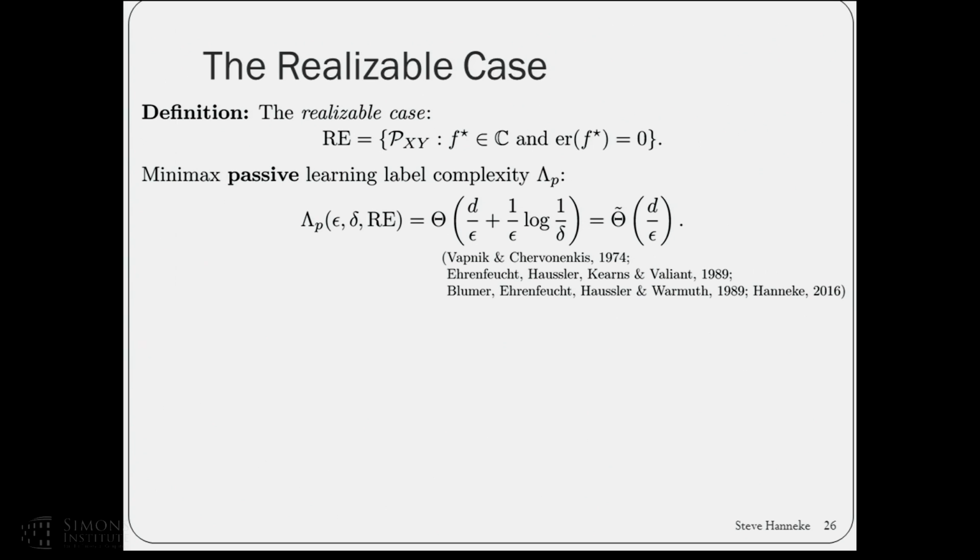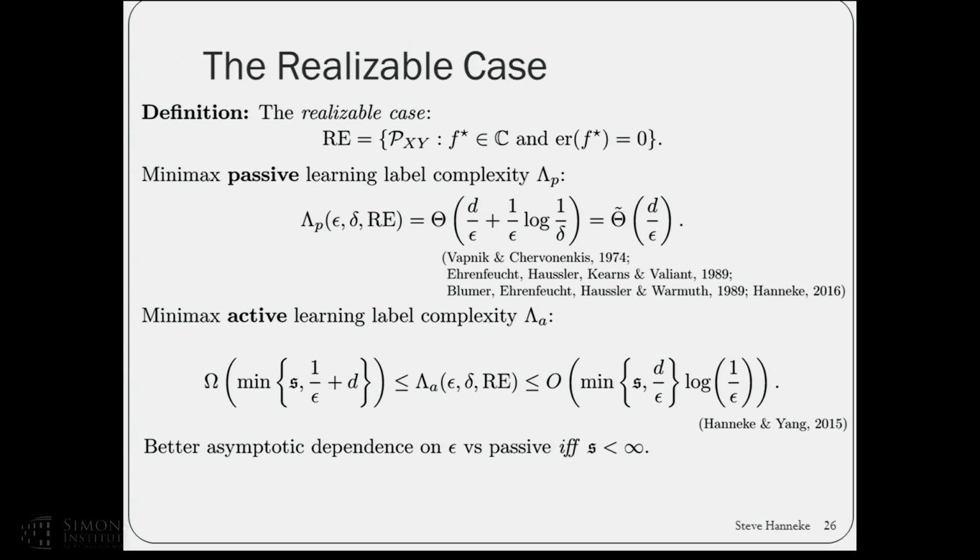For passive learning, the minimax label complexity is known to be, up to constants, VC dimension over epsilon, plus 1 over epsilon log 1 over delta. It's a fairly recent result. And for our purposes, we'll just say that's theta tilde d over epsilon. We're going to hide log factors to keep things clean on the slides.